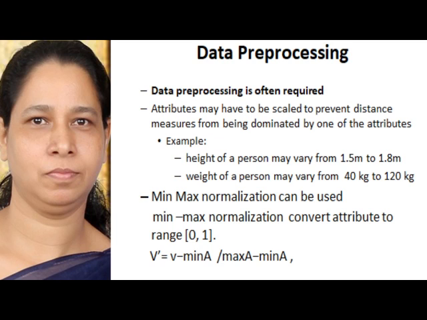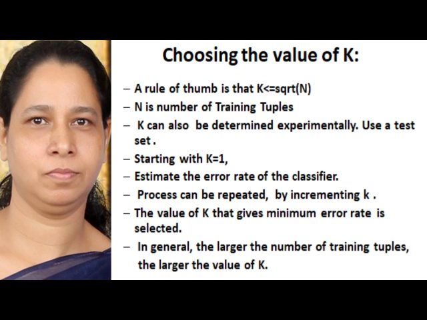To give equal importance to all attributes, we can normalize the value of each attribute by applying normalization techniques like min-max normalization. The formula for min-max normalization is V dash is equal to V minus min A divided by max A minus min A, where min A and max A are the minimum and maximum values of attribute A. Now, one important question is, how do we choose the value of k?